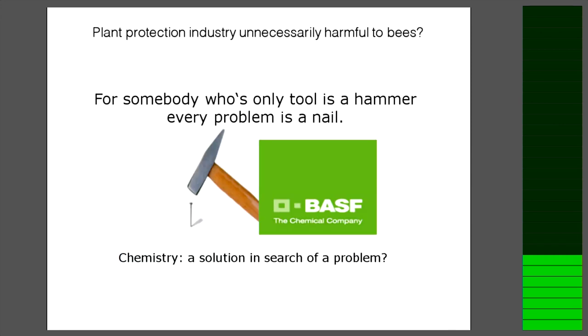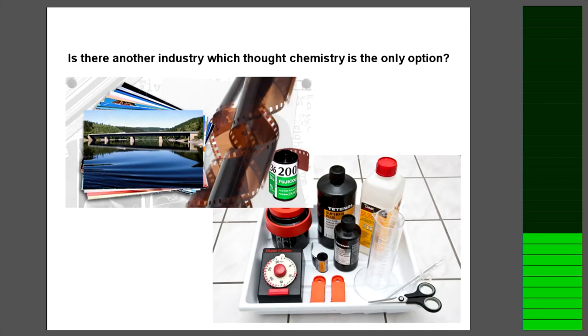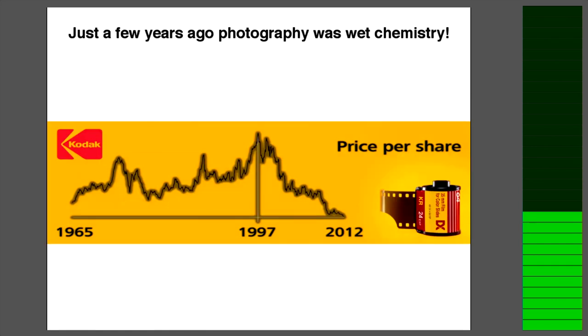Why is this going on? Because the industry is the chemical industry, and for somebody whose only tool is a hammer, every problem is a nail. Everybody in the sector thinks chemistry is the only way to protect plants. I think there are other industries that made the same mistake 20 years ago. Photography was all wet chemistry, and this is what happened to the company that didn't get the message that this can also be done digitally.